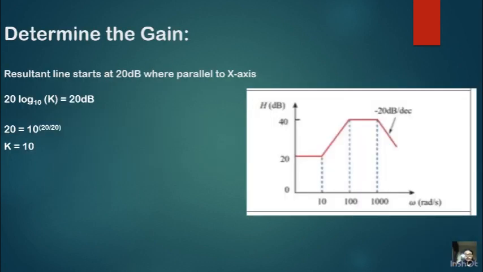From the question, the resultant line starts at 20 dB, which is the gain. To determine the gain, we can use the equation 20 log base 10 k equals 20 dB, because the equation gives us the start at 20 dB. To find k, we can use the equation k equals 10 to the power of 20 over 20. Then we get k equal to 10.